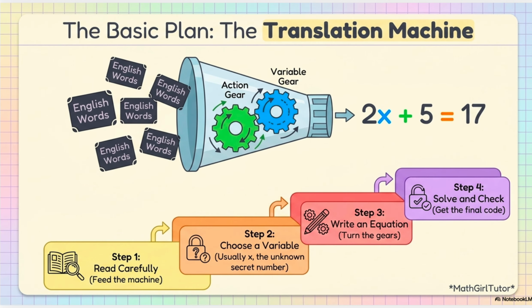Here's the main idea. The main plan for solving algebra word problems. First, you read the sentence very carefully. Second, choose a variable for the unknown number. Third, translate the words into an equation. And fourth, solve the equation and check your answer. If you follow those same 4 steps every time, word problems start to feel much easier.